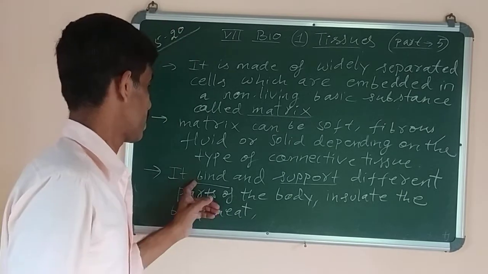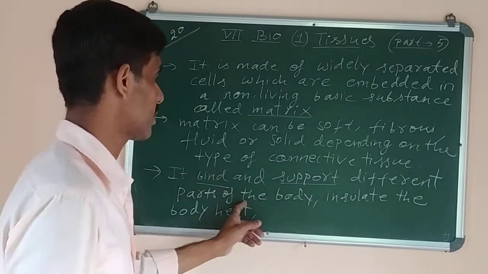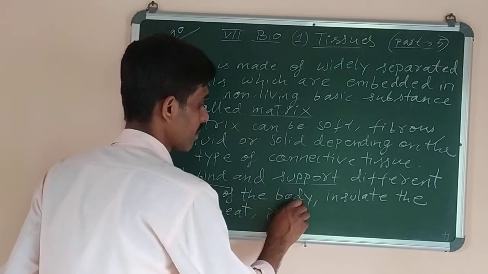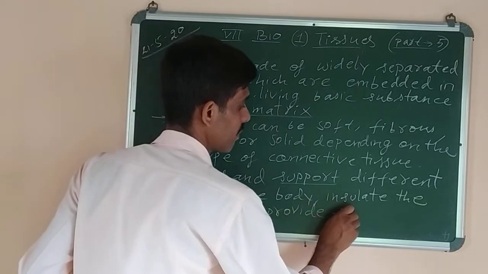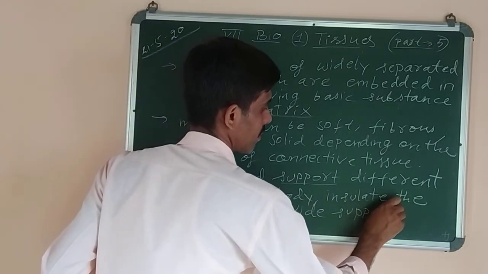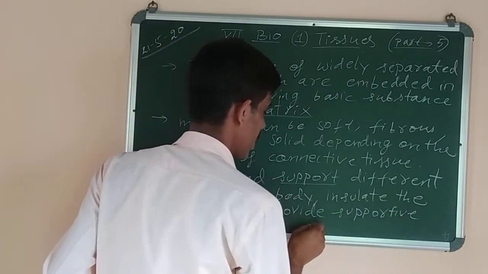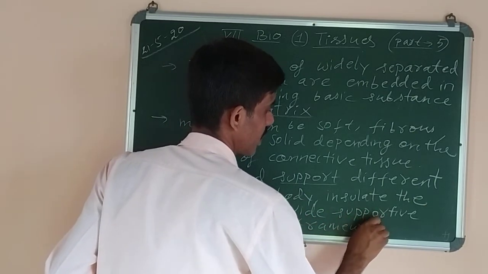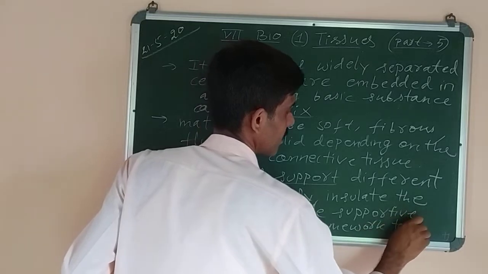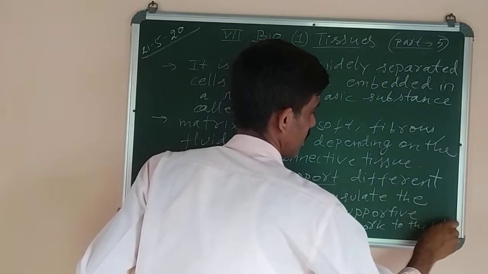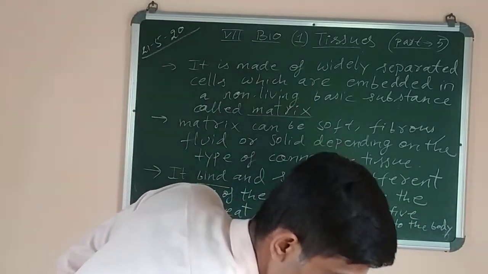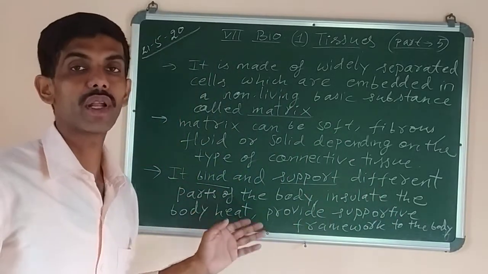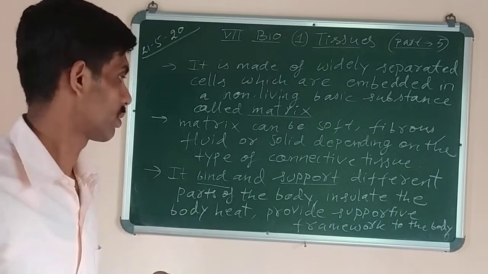And so it binds and supports different parts of the body, insulates the body heat, and provides a supportive framework. Like bones are there, so it provides a supportive framework to the body. Okay? It provides a supportive framework to the body. So this last point refers particularly to the function of connective tissue.